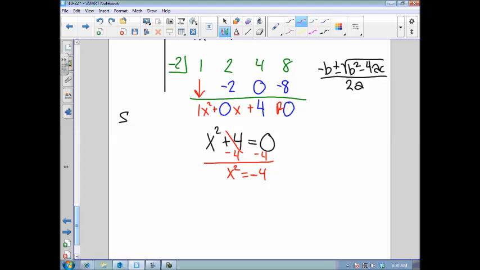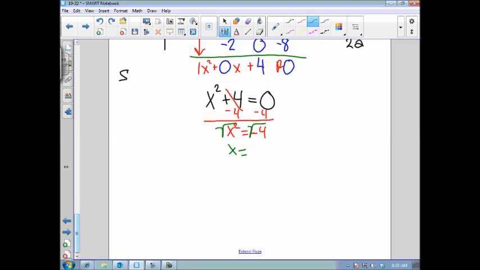What's the inverse of squaring? Square root. Okay, so we need to know, what is the square root of negative 4? It's imaginary. Why? When you take the square root of a negative, it becomes imaginary. So, what is the symbol for imaginary? i. This will be plus or minus 2i. So here are two roots, but these are complex roots.